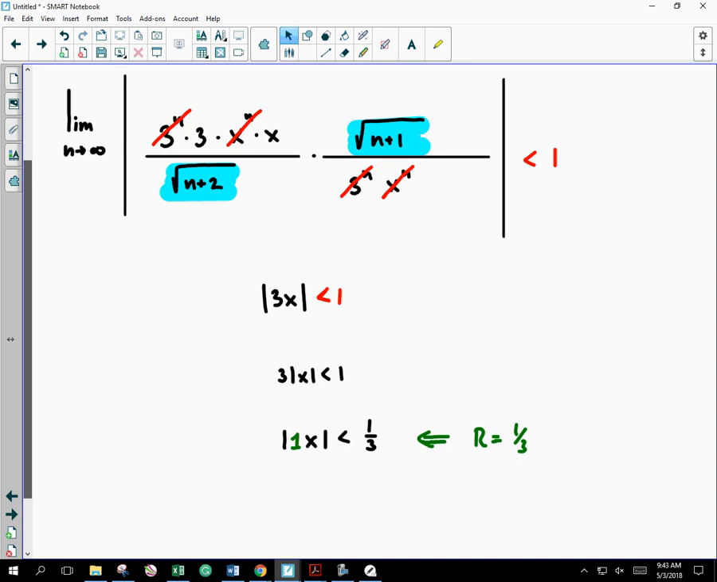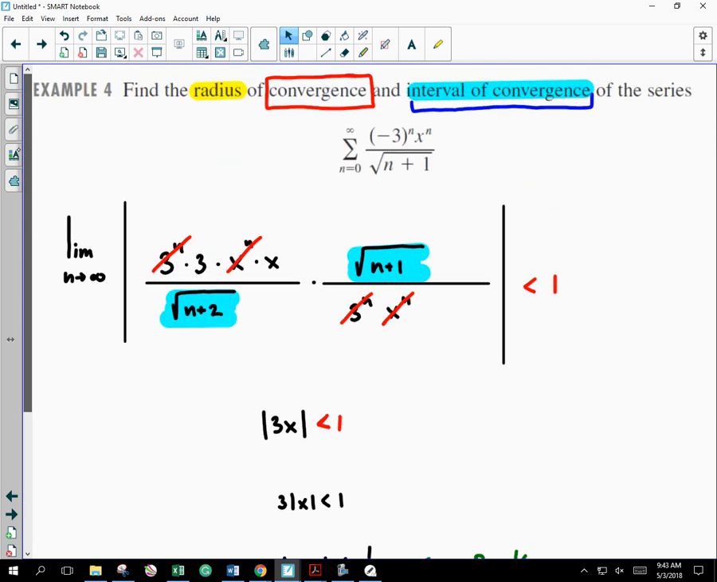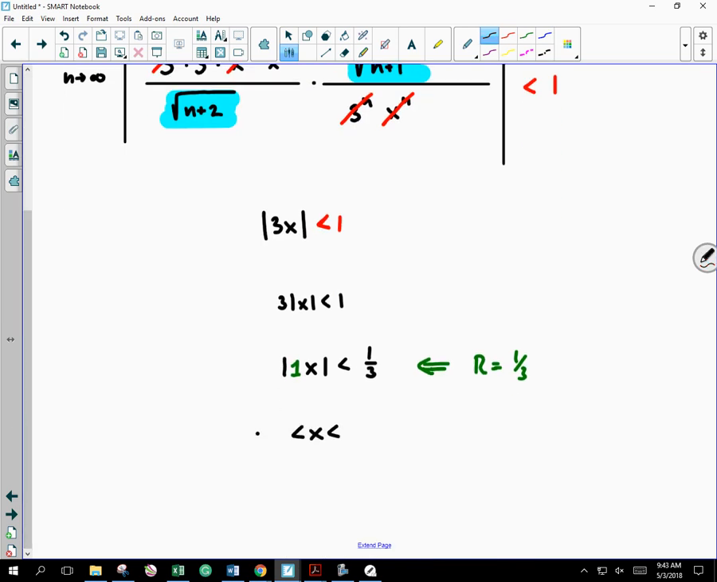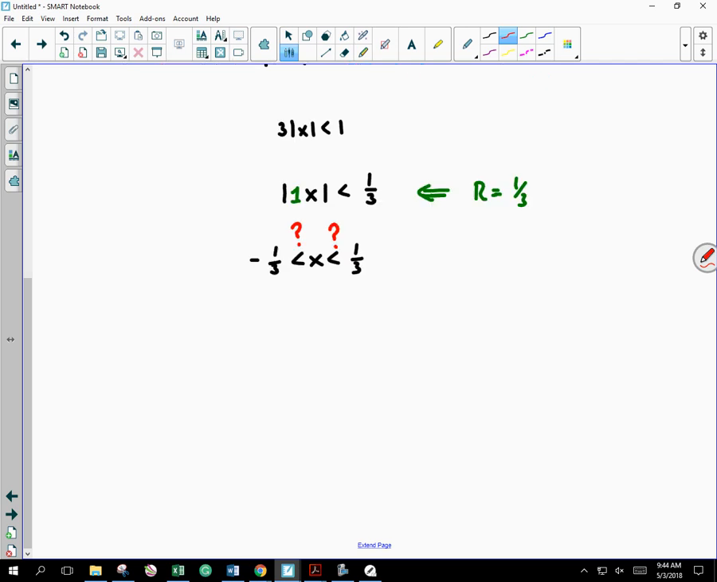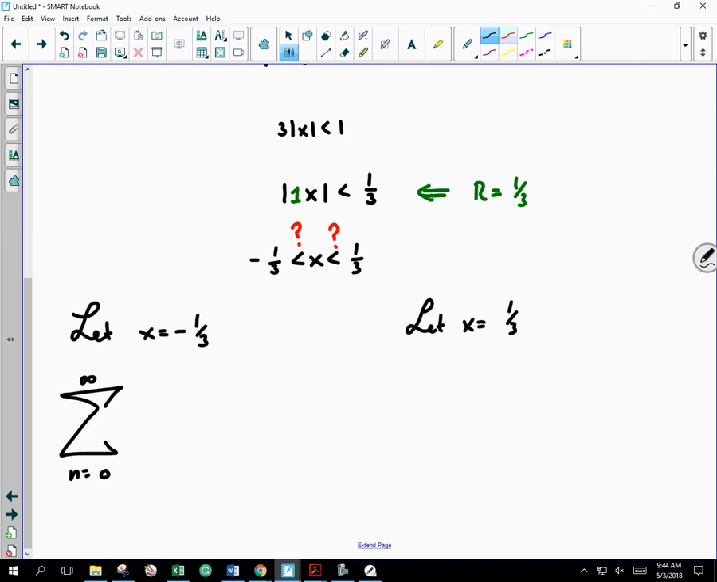I'm going to break up my absolute value. And I'm going to stress this with a red question mark. This is not the final answer. I still don't know what's happening at negative 1/3 or positive 1/3. And the reason for that is we're using the ratio test, and the ratio test says we don't know what happens at the endpoints or when it's equal to 1. And I think this line that we're on right now will start to tie this whole chapter together.